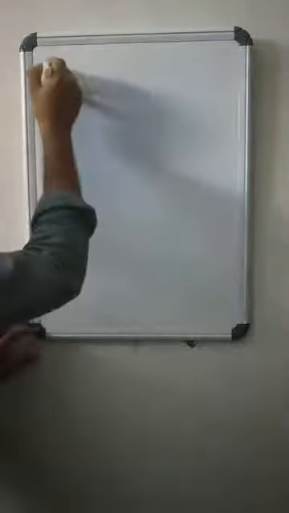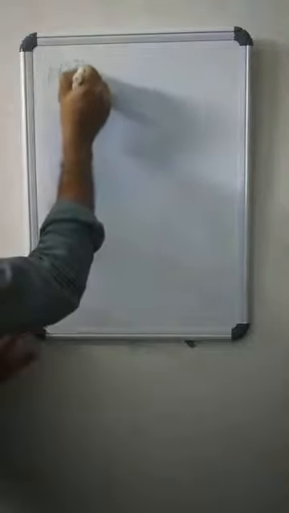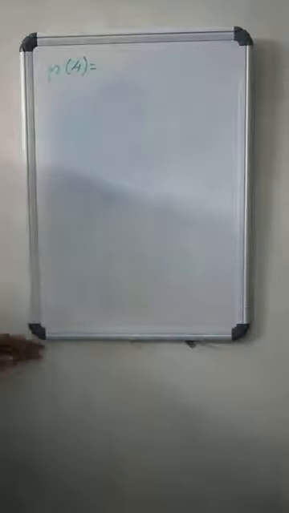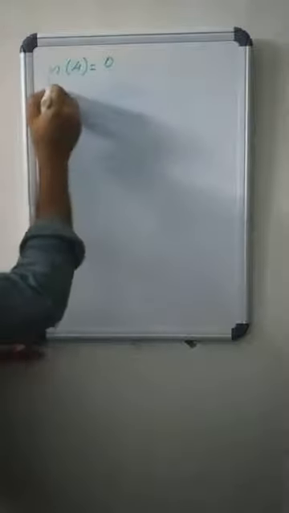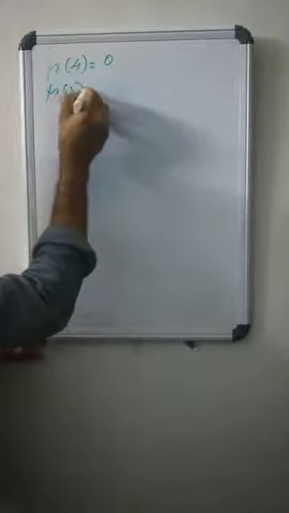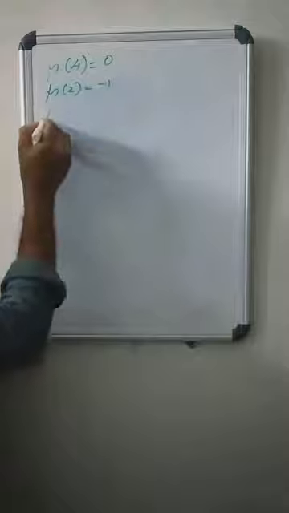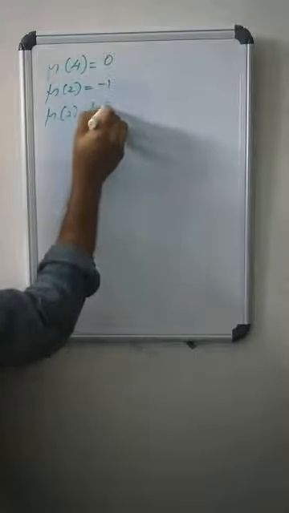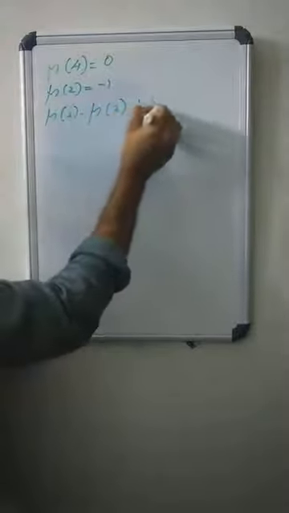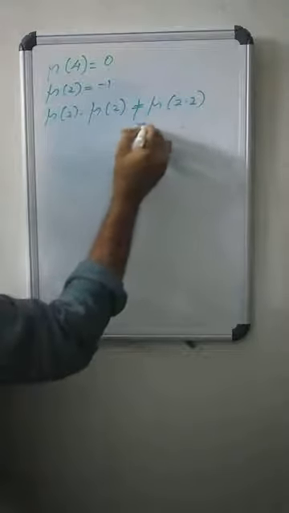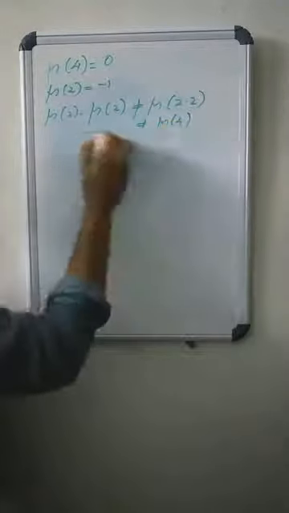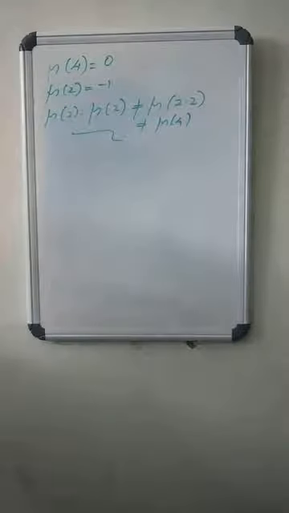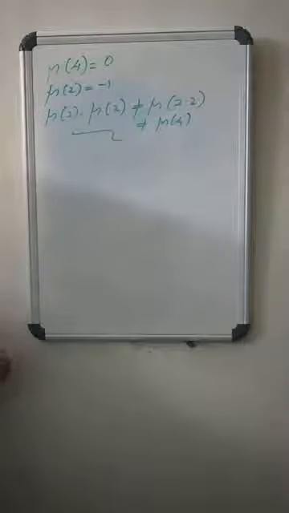Why? Because we know that mu of 4, since 4 has a square prime factor, equals 0. But mu of 2 equals minus 1, and therefore mu of 2 into mu of 2 strictly differs from mu of 2 into 2, that is mu of 4. So by using this example, the Mobius function mu is not completely multiplicative, but it is multiplicative.